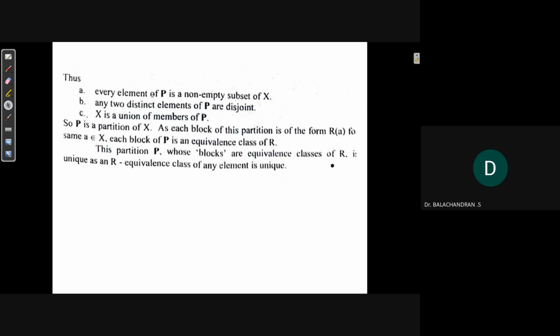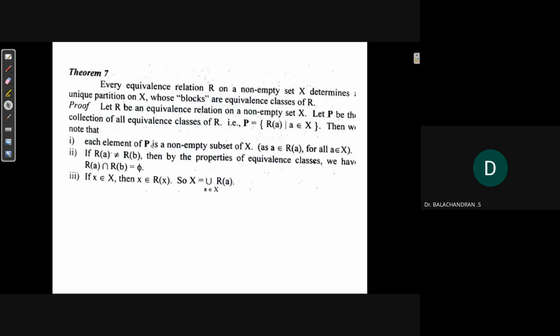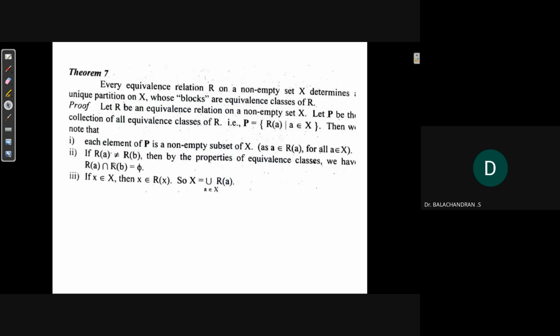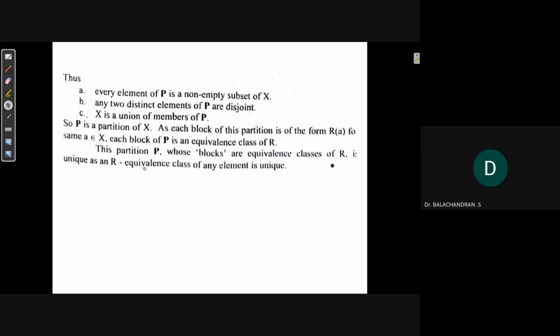Thus, every element of capital P is a non-empty subset of capital X. So here, each element of P is what? A non-empty subset of X. Here they are writing that every element of capital P is a non-empty subset of X. Here it is not that much difference; it is in the notation. So if these two are not equal, then its intersection is empty. So they are writing in words.